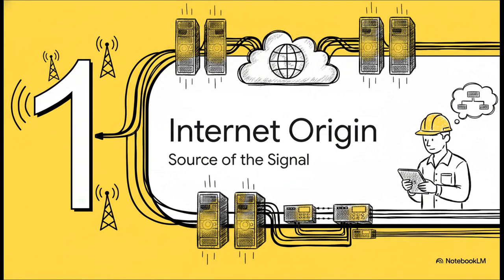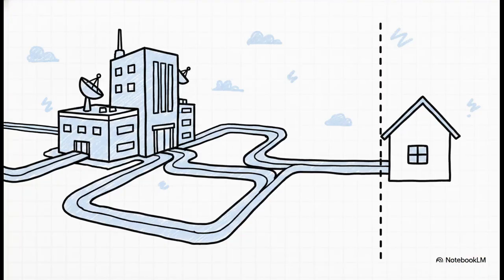Kicking things off with Section 1, where does the internet actually come from? Because even though you aren't configuring this provider-side gear, understanding it is your absolute secret weapon in the field. Pinpointing this boundary is huge. It helps you figure out instantly if a problem is sitting right there in the customer's building or if it's miles away in the telecom core.